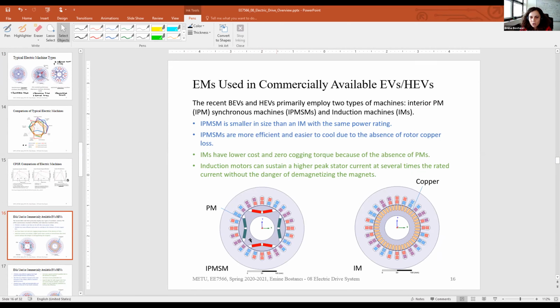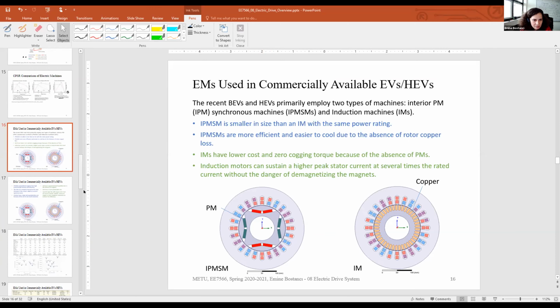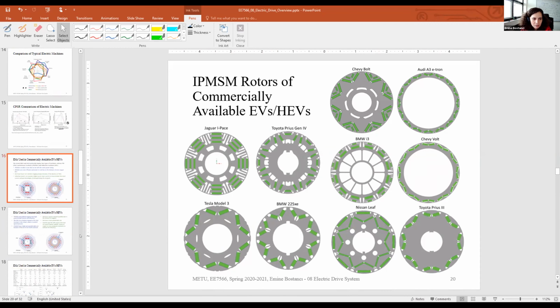And it is also easier to cool because we just need to cool the stator, or it will be enough if we just cool the stator because of the absence of the rotor copper loss. So this is the type of electric machine we have in almost all the electric vehicles. Since the stators are the same, next time I will also talk about how the rotors of the IPMSMs look. The rotor can be different, but mainly there are V-shape, U-shape, or W shapes, and the magnets are going to be inside.